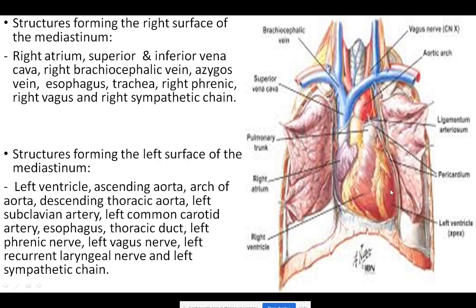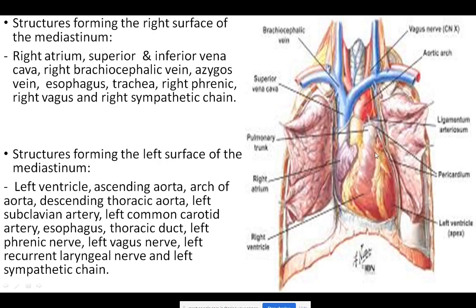Then the structures that form the left surface of the mediastinum. This is the left mediastinum. What are the structures which are present in the left mediastinum?